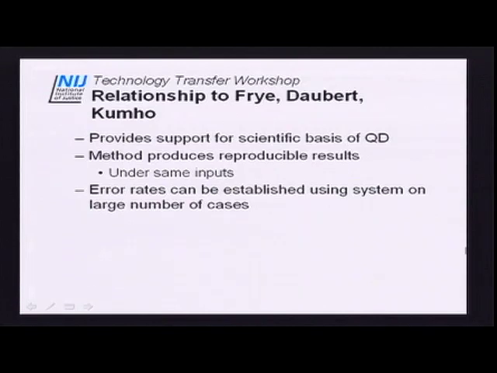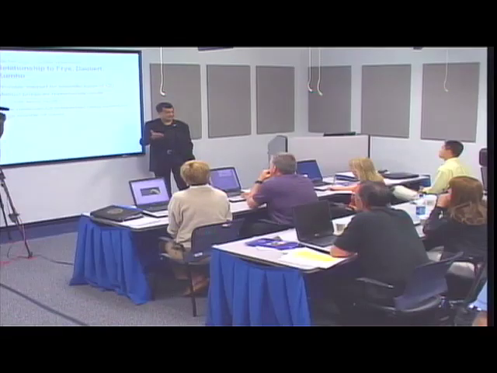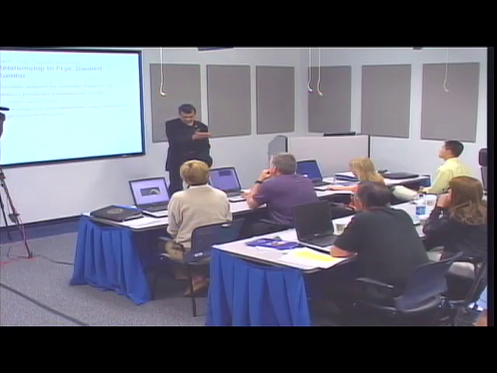Error rates can be established using the system on a large number of cases. Daubert calls for that, right? What are the error rates, and so on. Of course, they're asking for the document examiner's error rates, but here we can establish some ground error rates. If these are the ground error rates with the system, humans can be shown to perform better than this machine, so their error rates have to be lower. So these kinds of arguments could be used to support Daubert here.